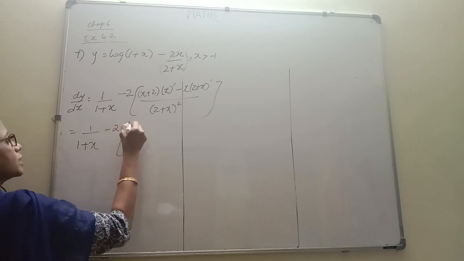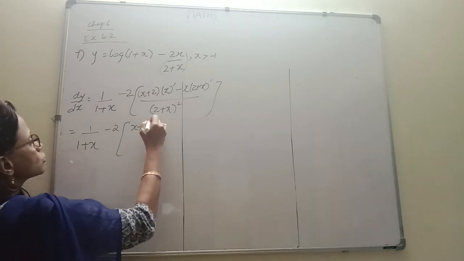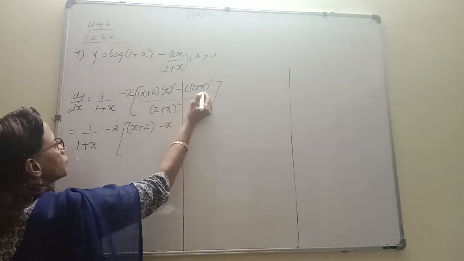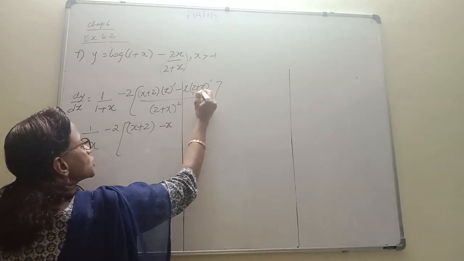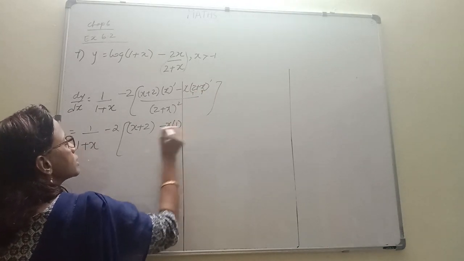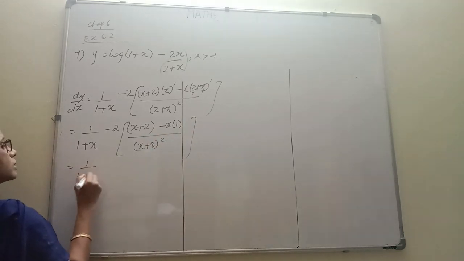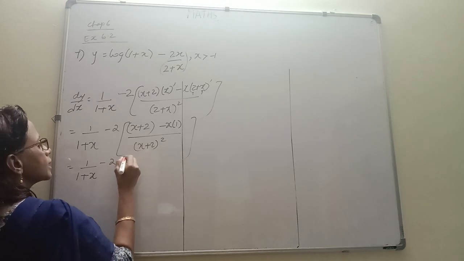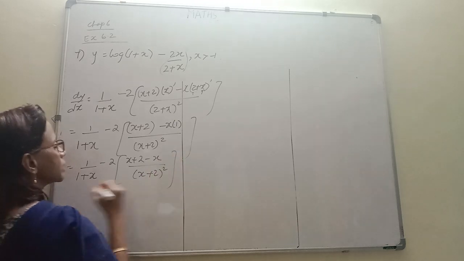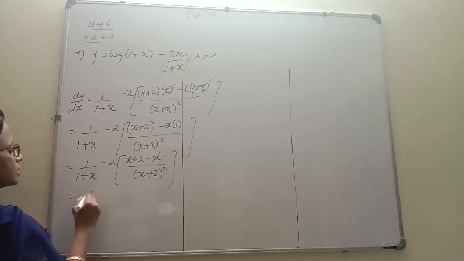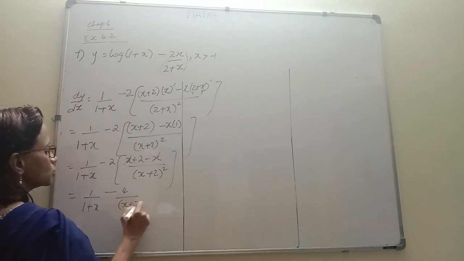So let's see what comes. x plus 2 as it is; the derivative of x we all know is 1. So x plus 2 into 1 is x plus 2 itself. Also x stays as it is. The derivative of x plus 2: 2 has no derivative, it's a constant, so 0. And the derivative of x is 1. So here also it's x into 1, by x plus 2 the whole squared. Let's further expand this. Minus 2 times x plus 2 minus x, by x plus 2 the whole squared. Luckily the x is getting cancelled. So we have 1 by 1 plus x, minus 2 into 2, which is 4, by x plus 2 the whole squared.